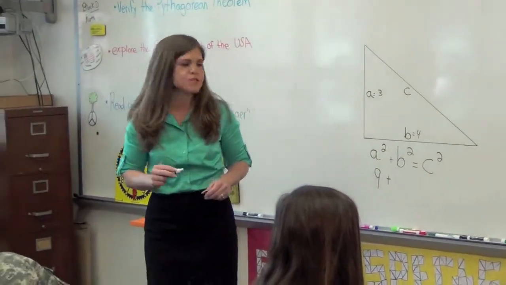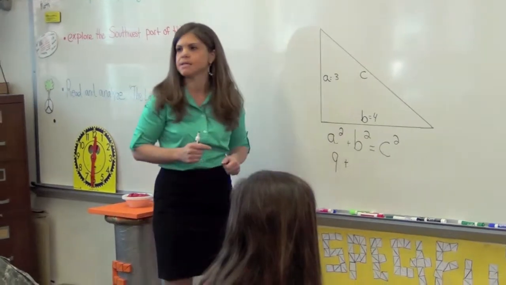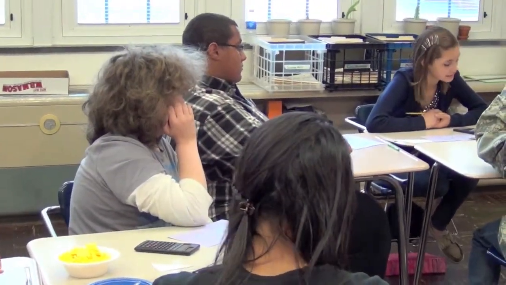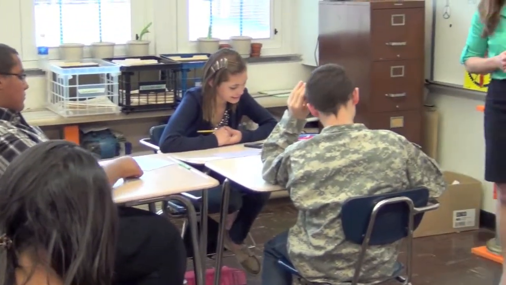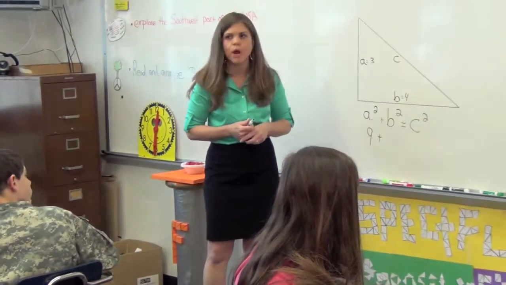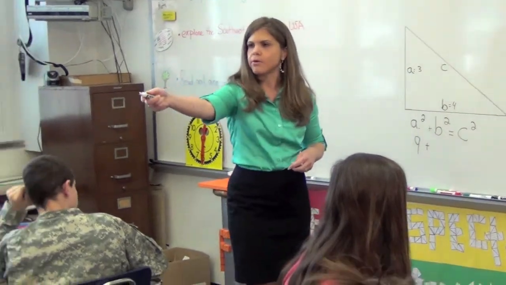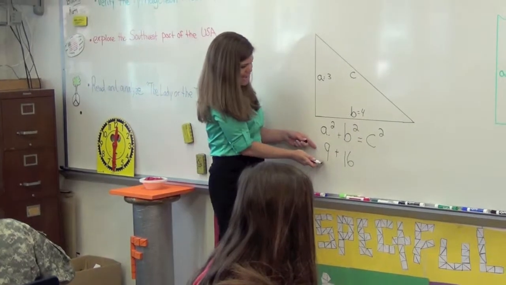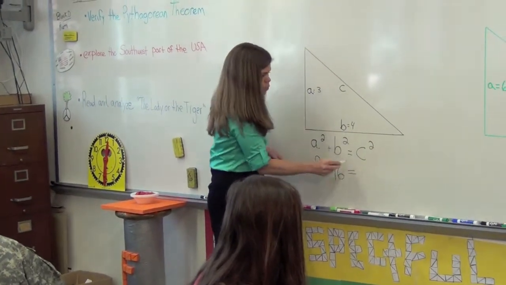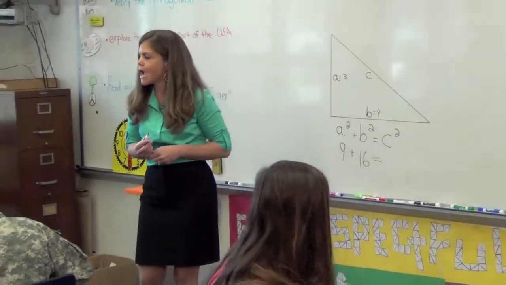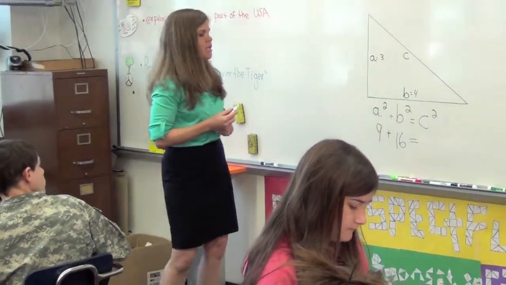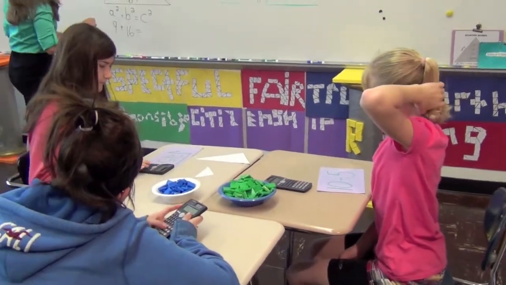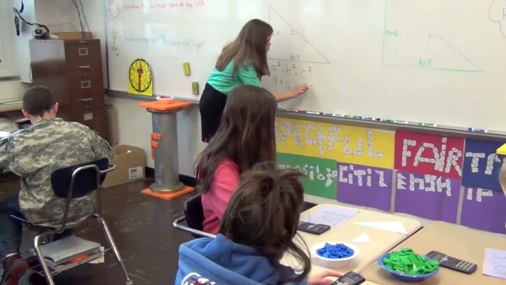How about B squared? Our B equals what? Russell? 4. So if we're gonna square 4, so we have 4 squared, what would that be? Michael? 16. Excellent. Okay. So now we have 9 plus 16. And again, we can use our calculators. 9 plus 16 gives me what? 25. Very good. 25. Excellent. Guys, I told you you knew this.